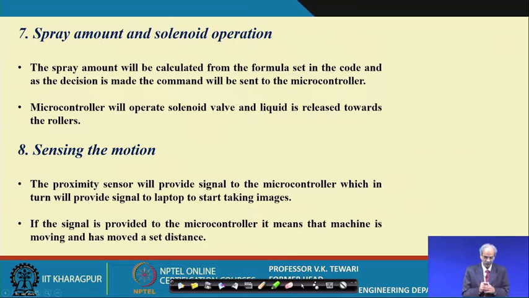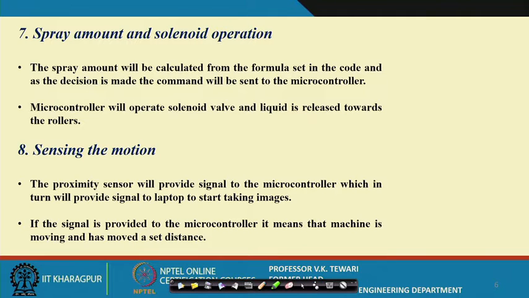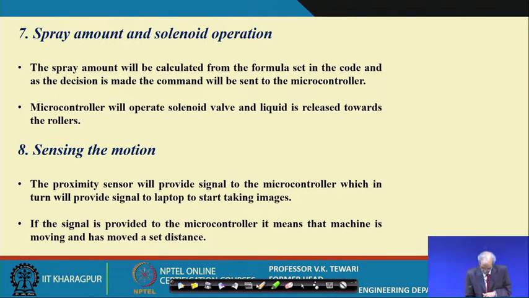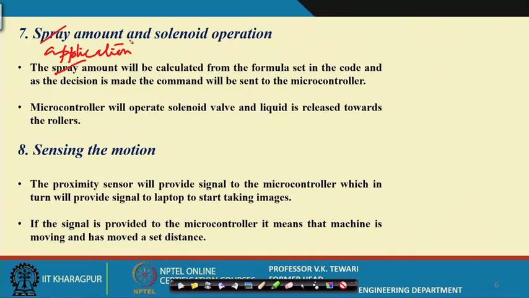Spray amount and the solenoid operation. The spray amount will be calculated. We know the amount of application. In fact, here I would not like to call it spray, we will call it application. The application amount will be calculated from the formula set in the code. Definitely we will set a formula depending upon what the chemical is, what the area required is, and the rate at which we want to deliver, which is predetermined by the designer.